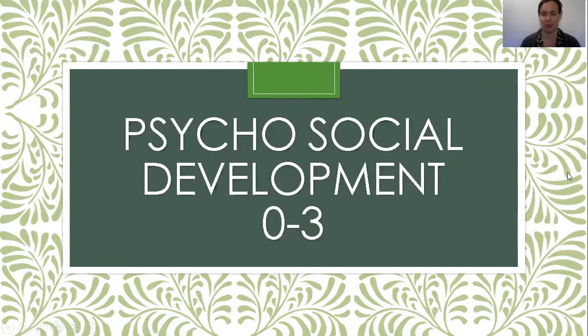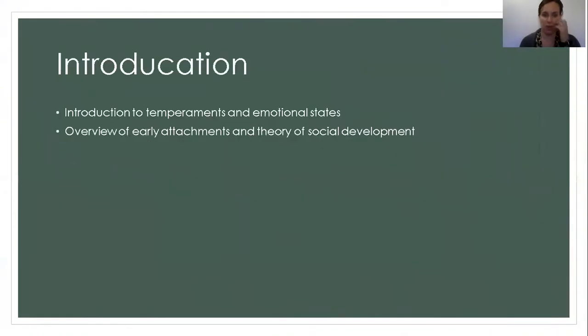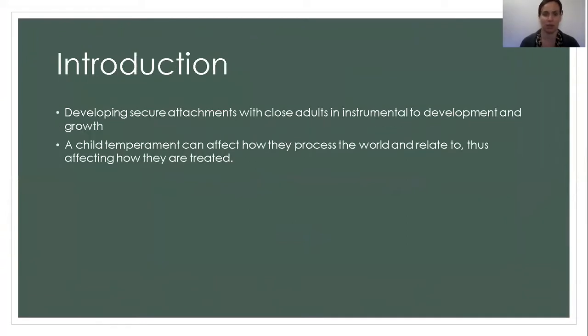Okay, this week we are going to talk about psychosocial or social emotional development in ages 0 to 3. Some of the things we'll talk about are emotions, temperaments, and I'll define some social and emotional words for you. Then we'll go over some theories of social development, and I'll walk you through the steps of social emotional development for ages 0 to 3.